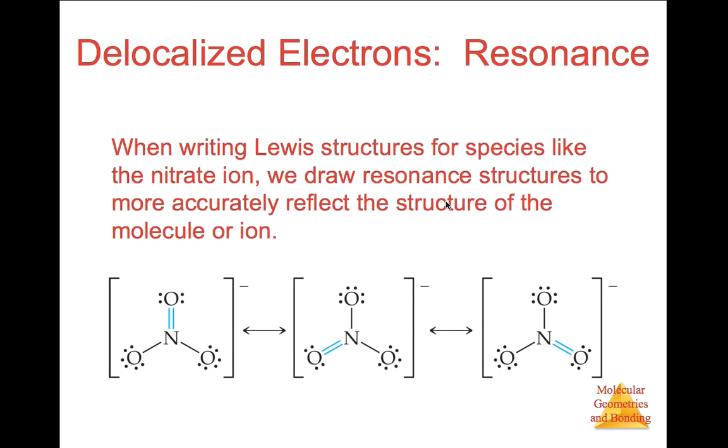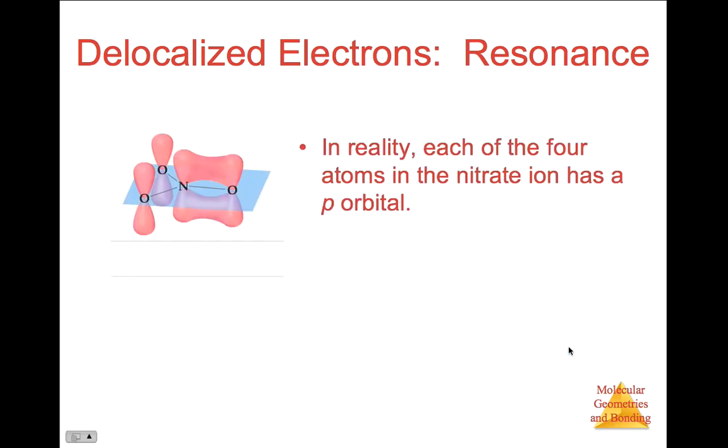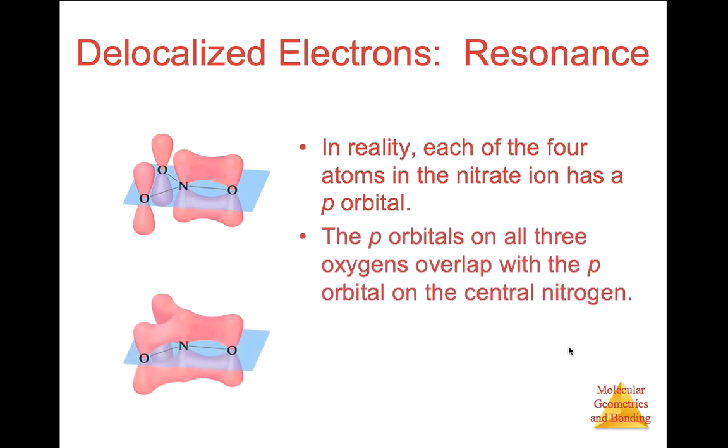When writing Lewis electron structures for species like the nitrate ion, we draw resonance structures to more accurately reflect the structure of the molecule or the ion, because the double bond can be here, here, or here. In reality, each of the 4 atoms in the nitrate ion has a p orbital. The p orbitals in all three oxygens overlap with the p orbital of the central nitrogen.